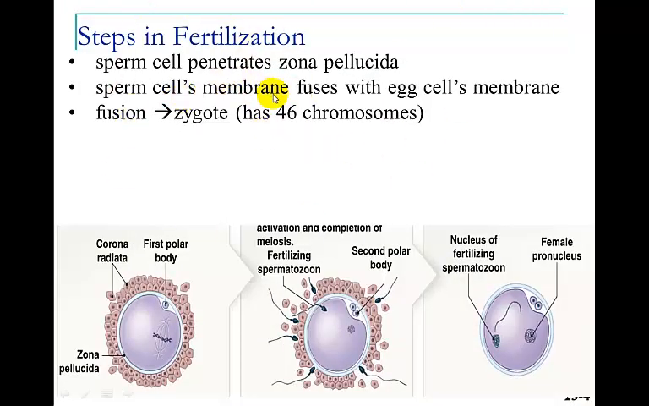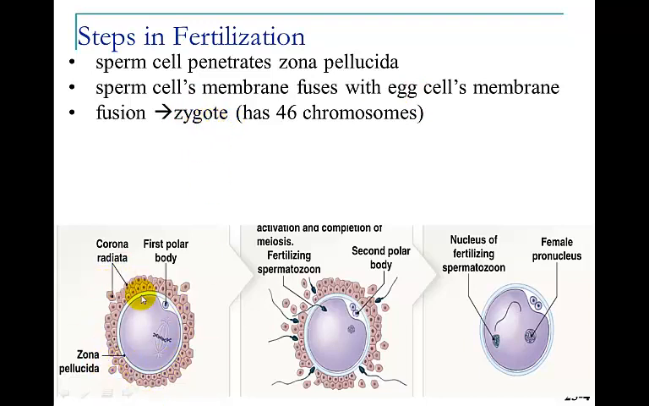When the sperm cell membrane fuses with the egg cell membrane, that's going to create a zygote. Two 23 chromosome cells. The sperm is 23 chromosomes, the egg is 23 chromosomes. They unite to form a 23 paired structure called the zygote.